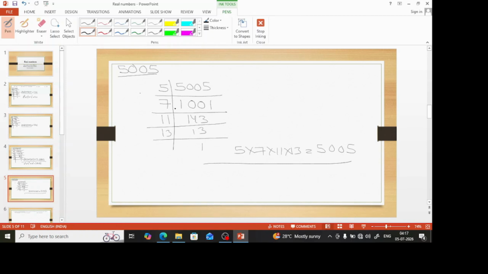So 1001 divided by 7 we will get 143. Again 11, if we divide 143 by 11 we will get 13. 13 divided by 13 we will get 1. So the prime factorization of 5005 is 5 into 7 into 11 into 13. Now let's go to the fifth part.